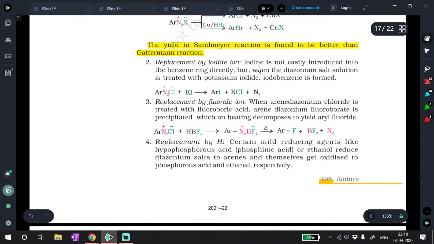Iodide ion. So iodine is not easily introduced in the benzene ring directly, but when the diazonium salt solution is treated with potassium iodide, iodobenzene is formed.